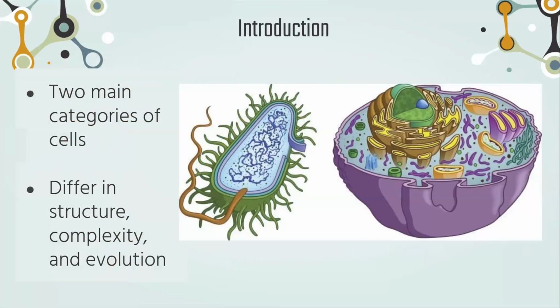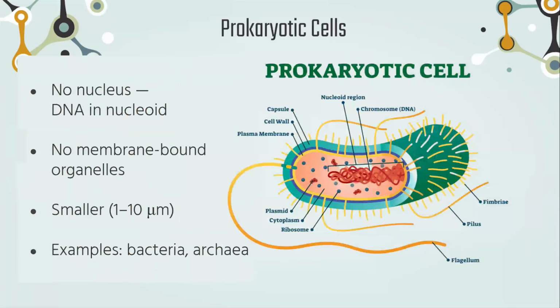So when it comes to cells, there are two main categories of cells. They differ in structure, their complexity, and even how they evolved into what they look like today. First, we're going to start with prokaryotic cells.